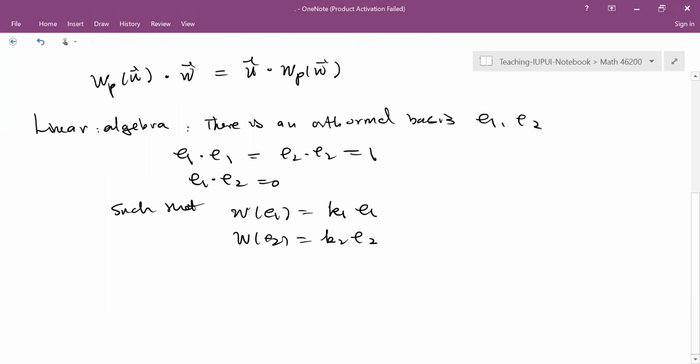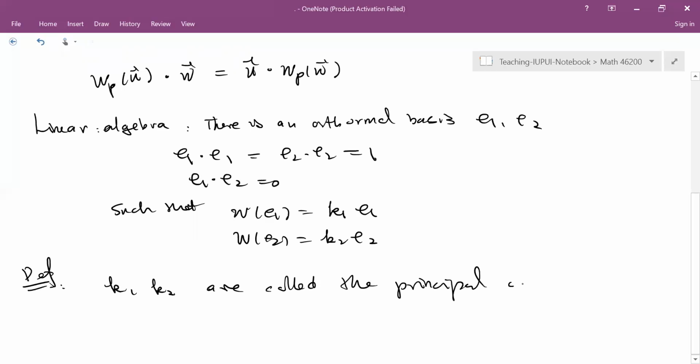We're not going to spend time to go over the linear algebra. What we know is that K1, K2 are, by definition, based on this fact, called the principal curvatures at the point P.